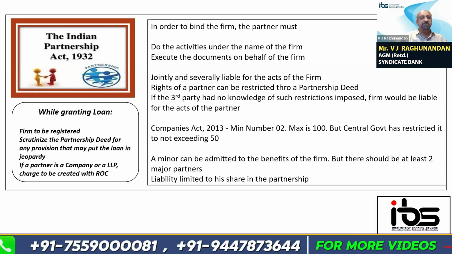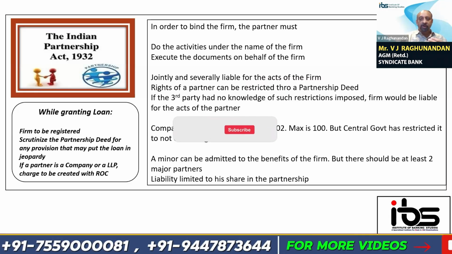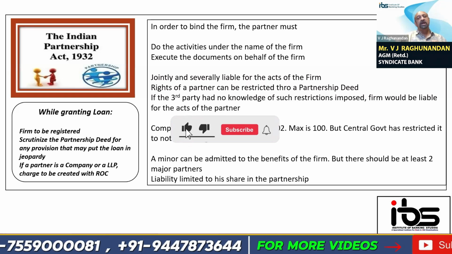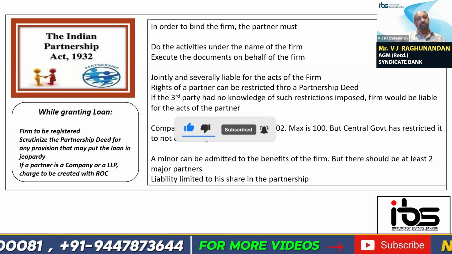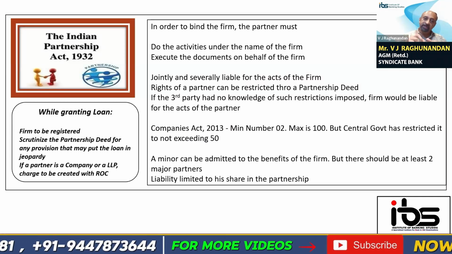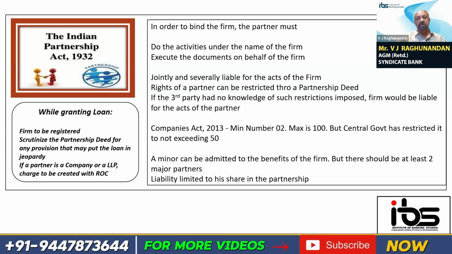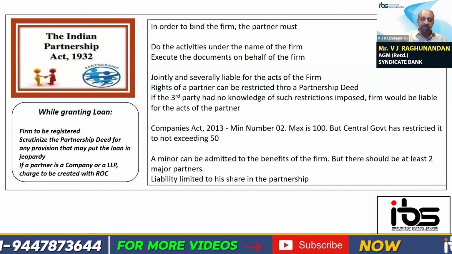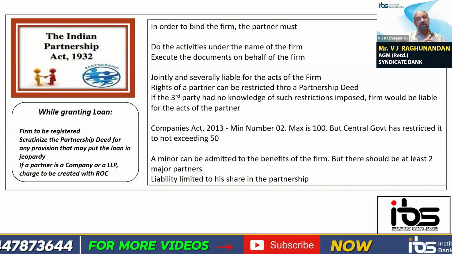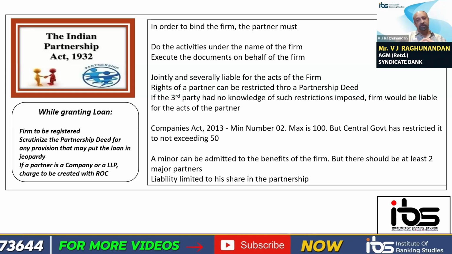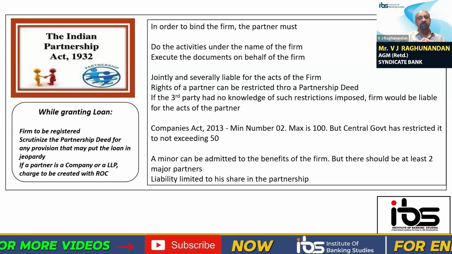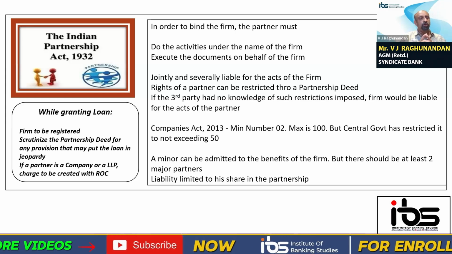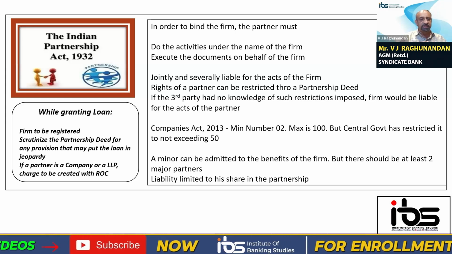If there is an unregistered firm, the firm cannot sue third parties for the dues that they owe to the firm, whereas third parties can sue the firm even if it is unregistered. Number two, the partners cannot sue each other or the firm for any of the dues. Right? These are the two very major disadvantages if the partnership firm is not registered. So while giving a loan, we ensure that the partnership firm is registered.